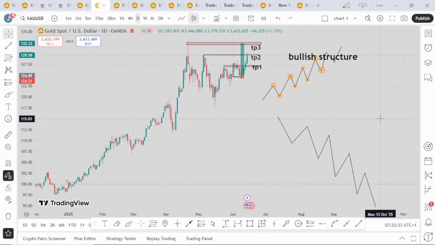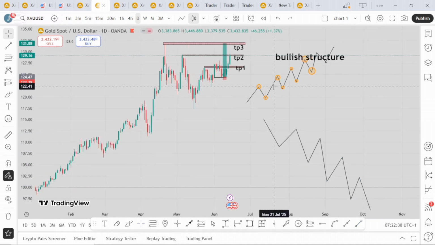Now just as I've told you recently, one thing that forms a bullish market structure is when you see this high is higher than this high, and this one here is higher than this one.